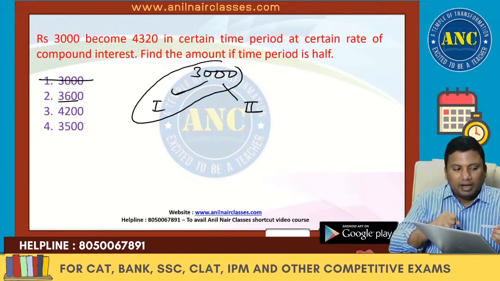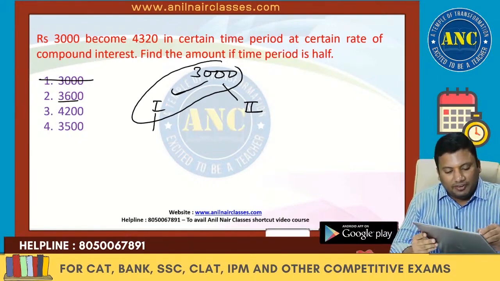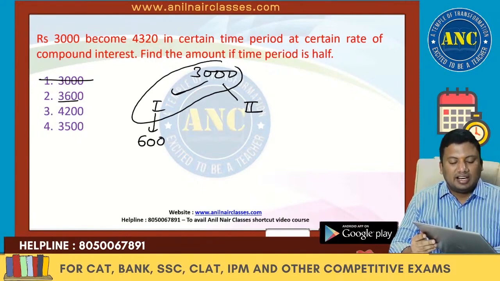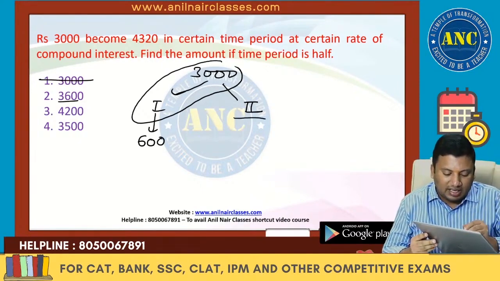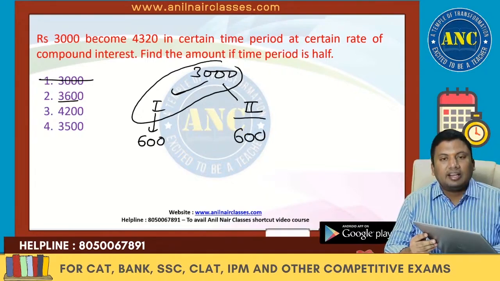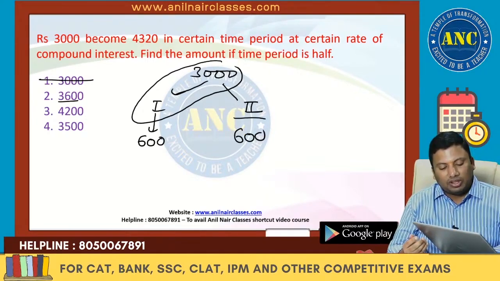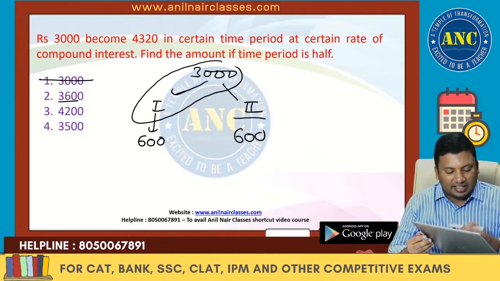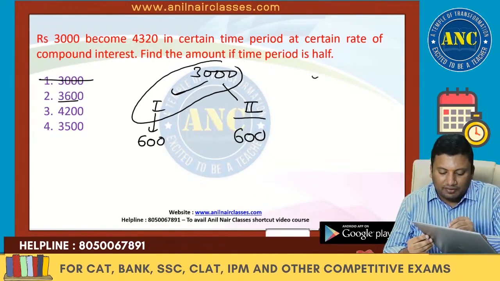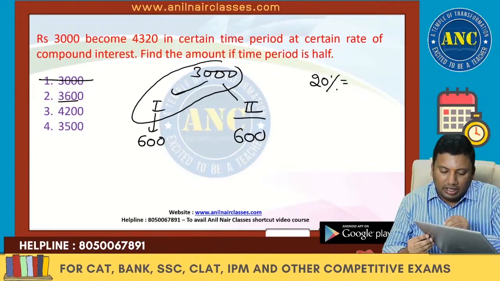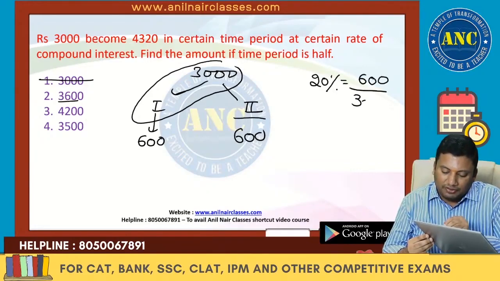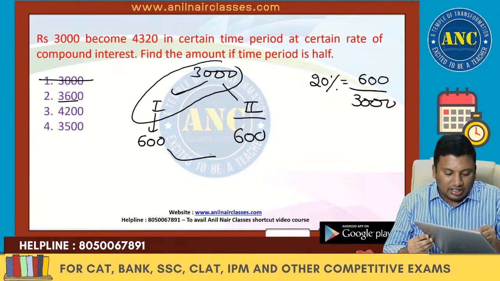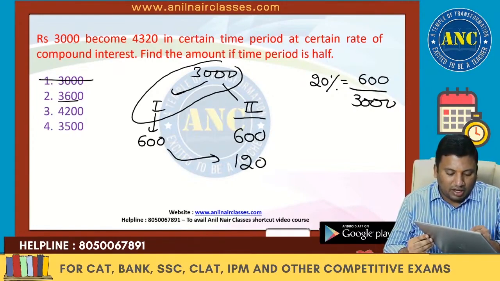If I double it, it will become 2 years. So if it is 3600, this will also be 600. SI will become, right? Interest will be the same for both the years. First year 600, second year 600. So 600 out of 3000, which is 20 percentage. 20 percentage of 600 is nothing but 120.